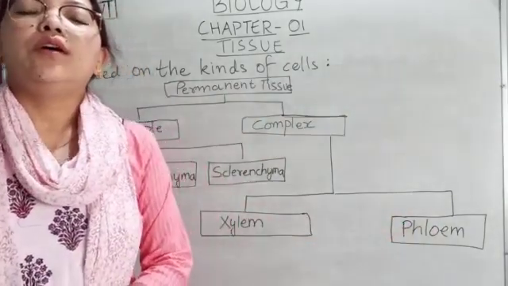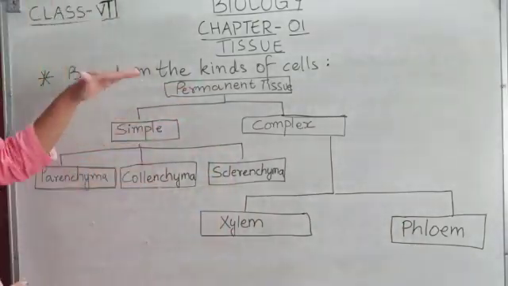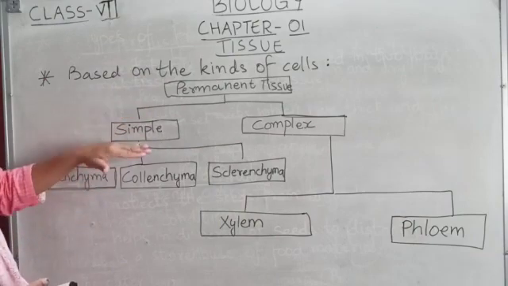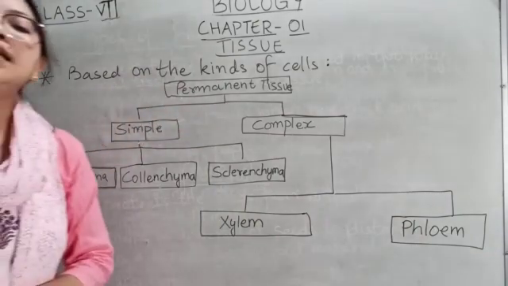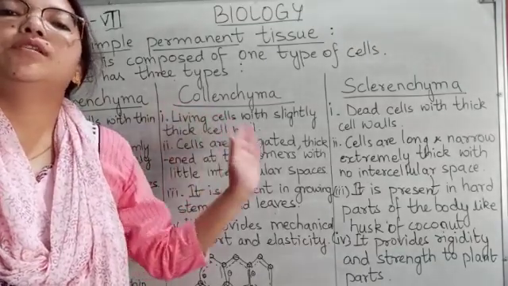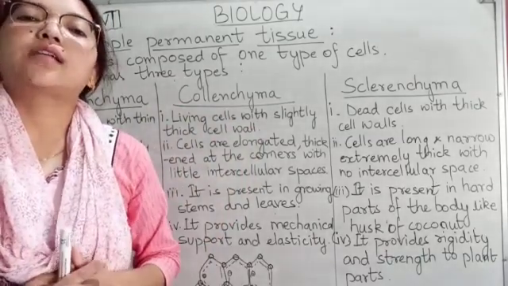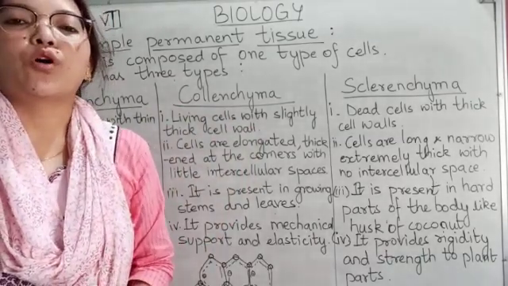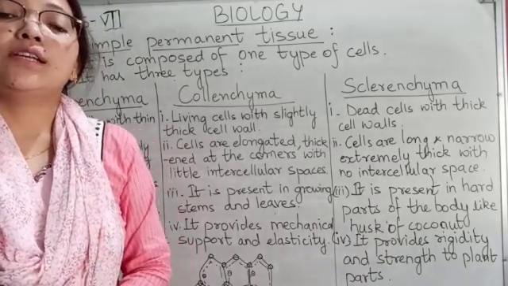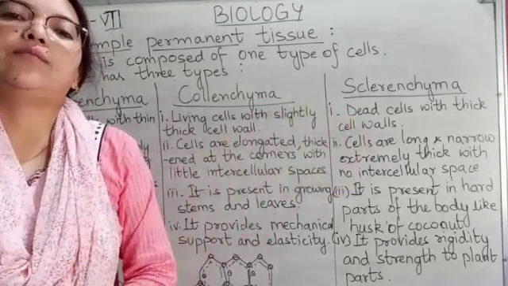Now let us study one by one in detail about the types of permanent tissue. Let us start here with the simple permanent tissue and its types. Simple permanent tissue are the types of tissue which are composed of similar cells or one type of cells. It has three types: parenchyma, collenchyma and sclerenchyma.